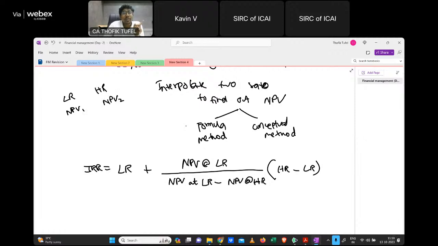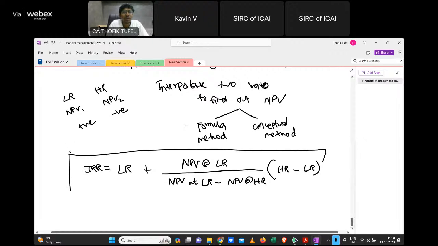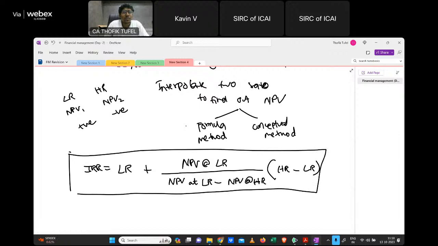One will be positive and one will be negative. NPV at lower rate will be positive, NPV at higher rate will be negative. So what you have to do is find out two rates, and from those two rates find out the interpolation. So this is the interpolation formula. The conceptual method I can only explain when solving a problem. So I will solve a problem and then I will tell you how to do it conceptually. How to find out the rates, I will tell you now. NPV1 and NPV2 you will find out, positive and negative.